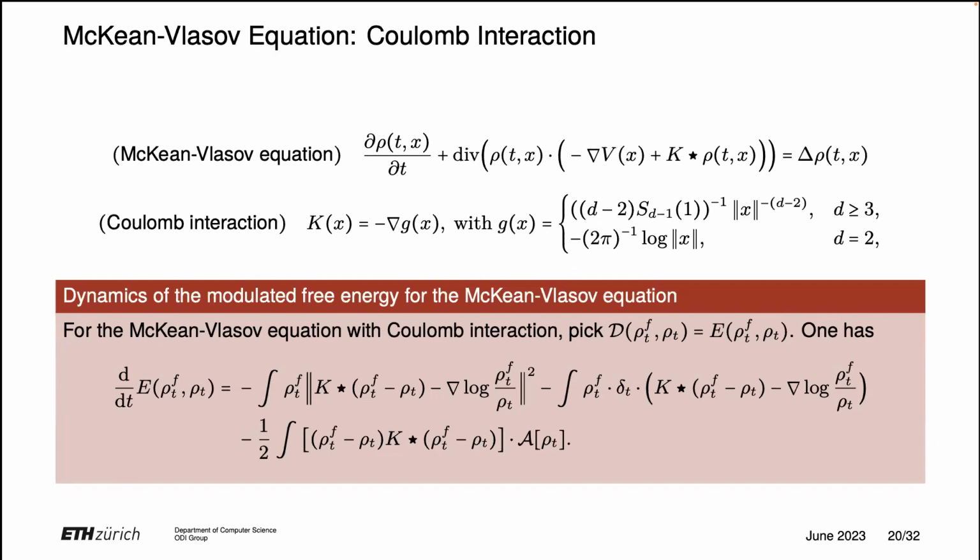And the good thing is that again, we have this very nice equality. Basically, the time derivative of this modulated free energy between rho tf and rho t admits this very nice form, where the first term is negative, so it can help you cancel certain terms. And the second term is the weighted inner product of the perturbation delta. Sorry, this should be delta tf, and this additional term appears in the first term. Okay.